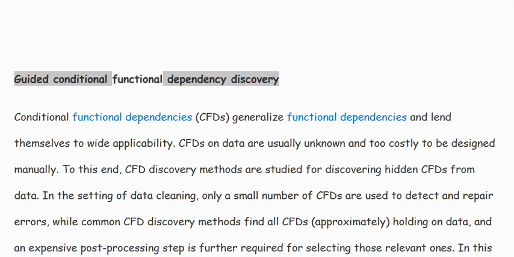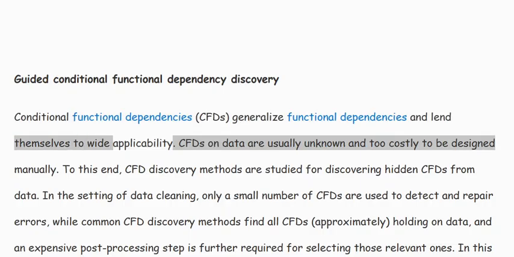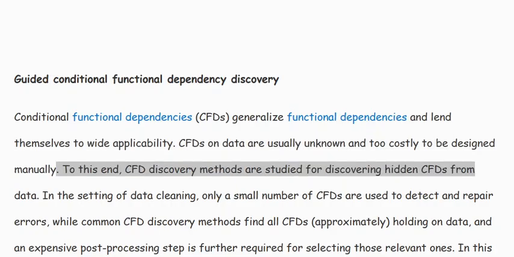Guided Conditional Functional Dependency Discovery. Conditional functional dependencies, CFDs, generalize functional dependencies and lend themselves to wide applicability. CFDs on data are usually unknown and too costly to be designed manually. To this end, CFD discovery methods are studied for discovering hidden CFDs from data.